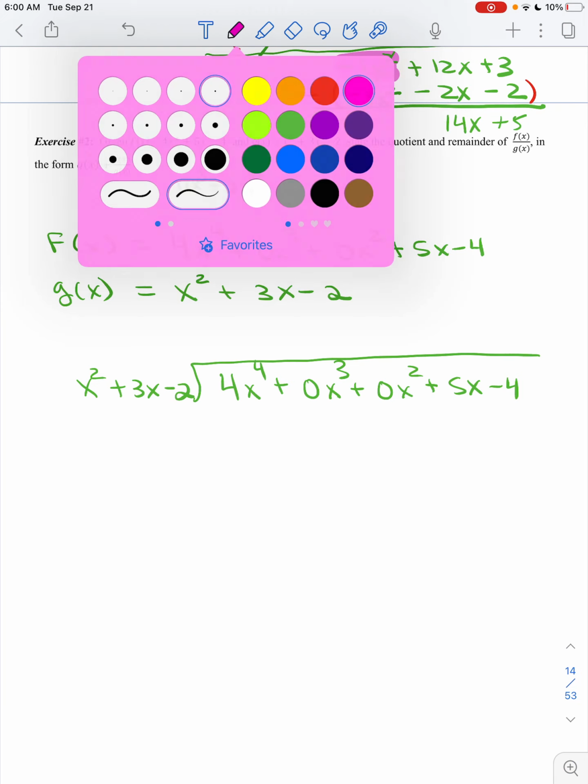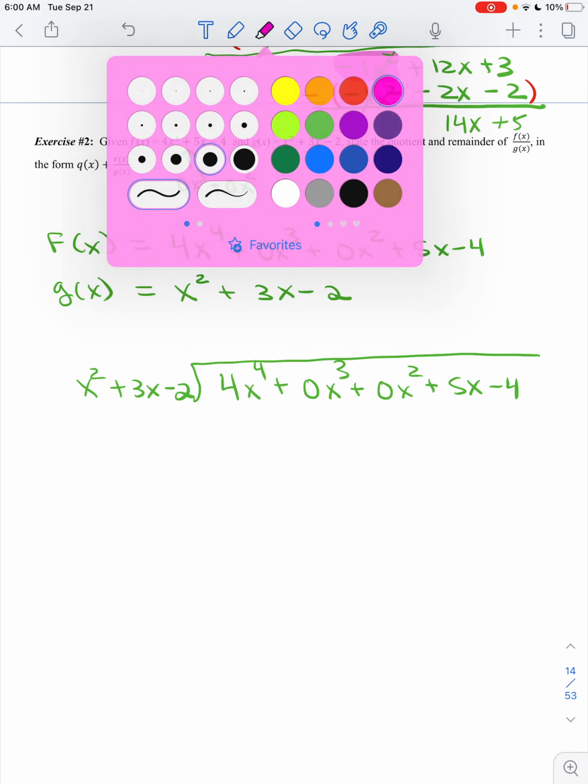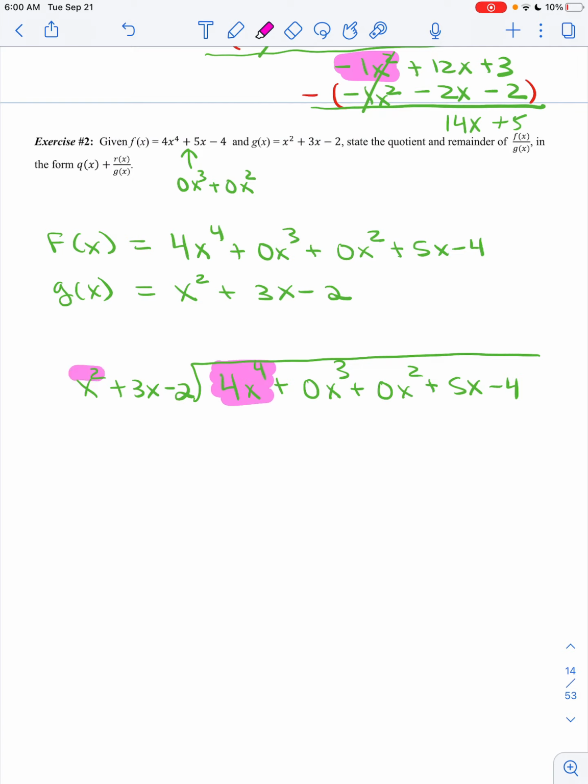So we're going to take our first term of 4x to the fourth, and we're going to divide it by x squared. So 4x to the fourth divided by x squared is 4x squared. Now we're going to multiply back. So 4x squared multiplied by x squared is 4x to the fourth. 4x squared multiplied by 3x is 12x to the third. 4x squared multiplied by negative 2 is negative 8x squared.